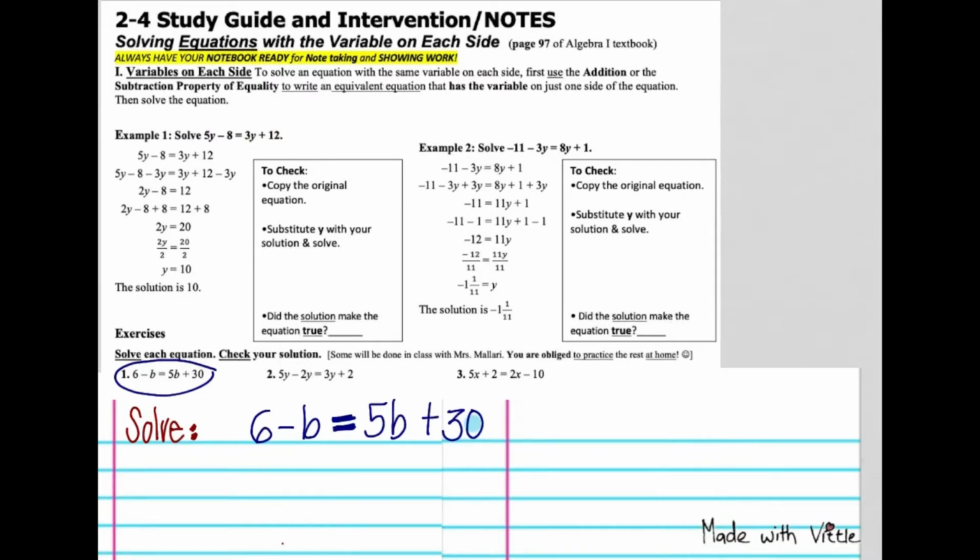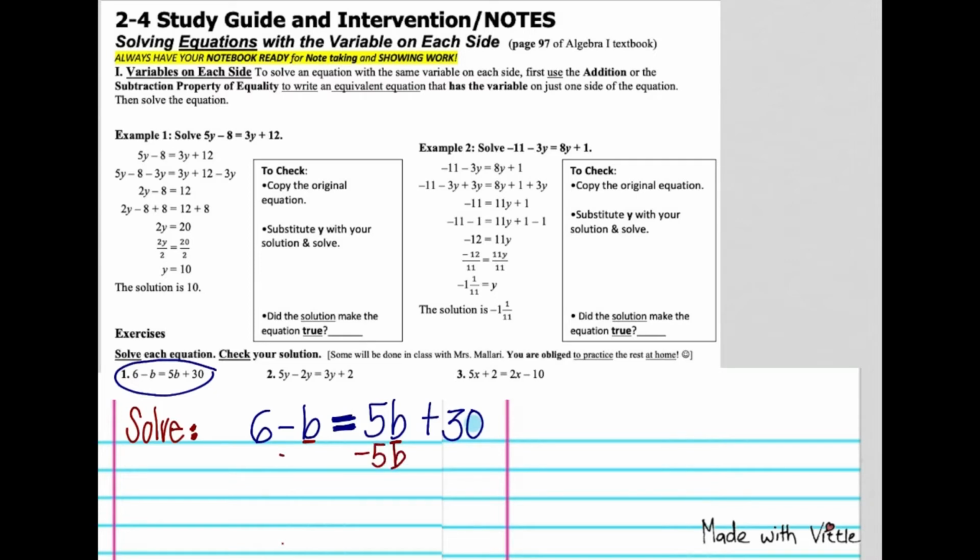6 minus b equals 5b plus 30. We have the same letter or variable on each side. So therefore this variable b has the same value. So let's go ahead and try to eliminate or cancel out some of the terms by doing the opposite or the inverse operation. This positive 5b can be canceled out by doing its opposite, which is minus or plus negative b.